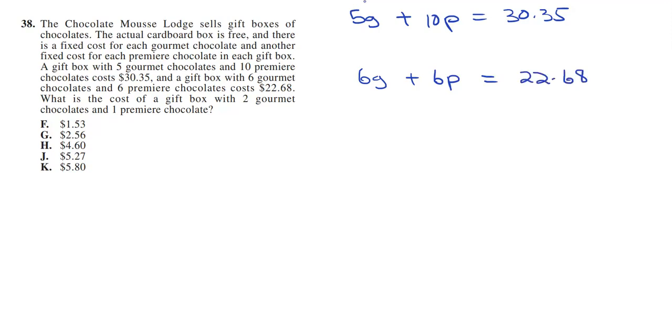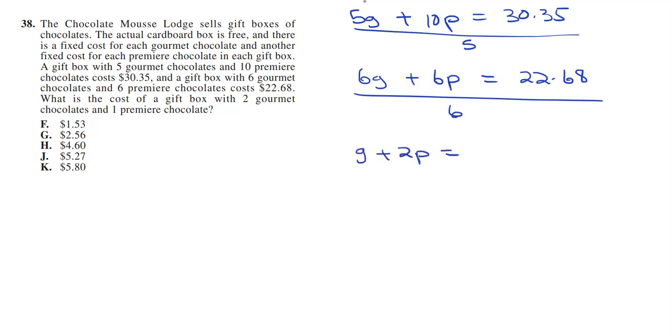Now, this is the ACT. I know you're allowed to use a calculator, but I always like to simplify equations. So I'm going to divide this whole thing here by 5 and then divide this whole thing here by 6. They are common factors. So we have g plus 2p equal to 6.07, and then we have g plus p equal to 3.78. So let's figure out the cost of a premier chocolate.